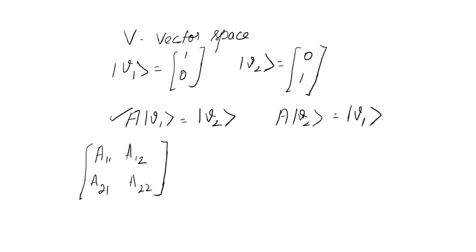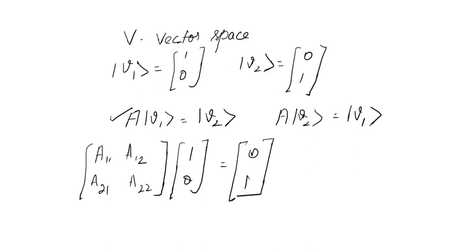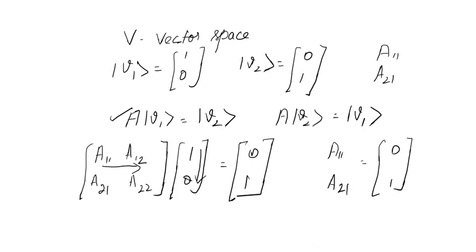So the matrix A11, A12 acts on (1, 0) to give (0, 1). So by matrix multiplication, multiply A11, A12 with the (1, 0) column matrix. So we will be getting A11, and the second row we will be getting A21. So this will be equal to (0, 1). So the element A11 will be 0 and A21 will be 1.